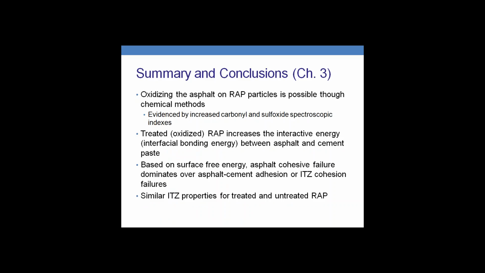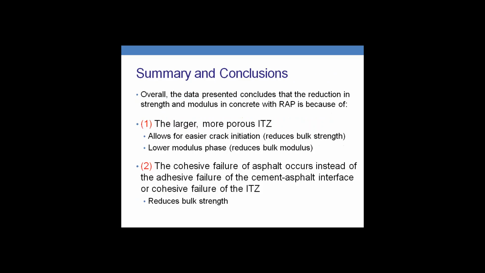We can oxidize the RAP, we can improve these carbonyl and sulfoxide groups, we can improve the work of adhesion, but based on the surface energy, we're still going to have an asphalt cohesion failure rather than an adhesion or an ITZ cohesion failure. So overall, all this data suggests that the reason we're getting that reduction in strength when we add RAP concrete is, one, a much larger, more porous ITZ, so it's allowing for easier crack initiation and also propagation as the cracks go along.